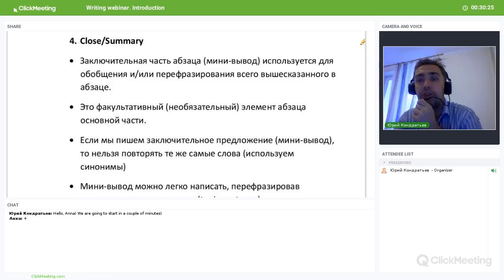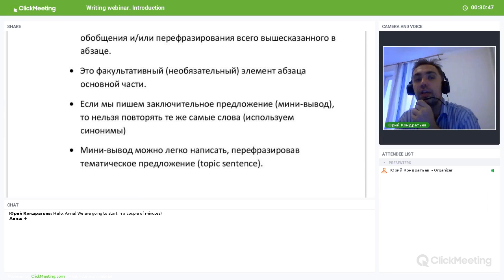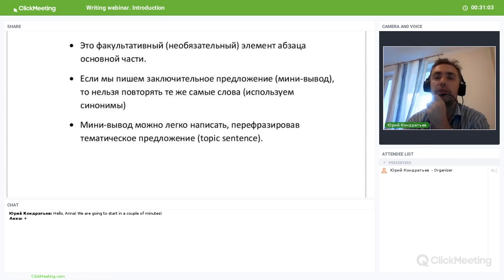All right, and the fourth sentence of the supporting body paragraph is a mini conclusion. It is used for generalization, paraphrasing of what was mentioned above. It's an optional element. As I've said, you don't have to use it. If you do write it, then try to avoid repeating the same keywords that you used before. So you should find some synonyms. You can just write it by paraphrasing the topic sentence. And don't forget to include words like thus, in conclusion, to sum up, and so on.